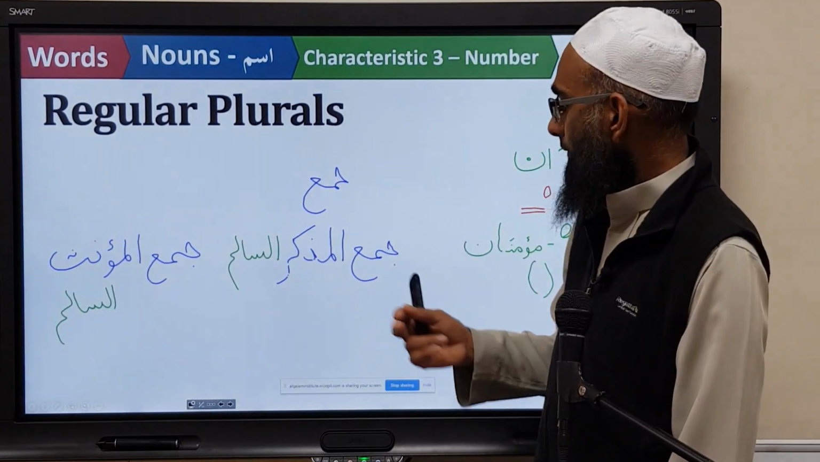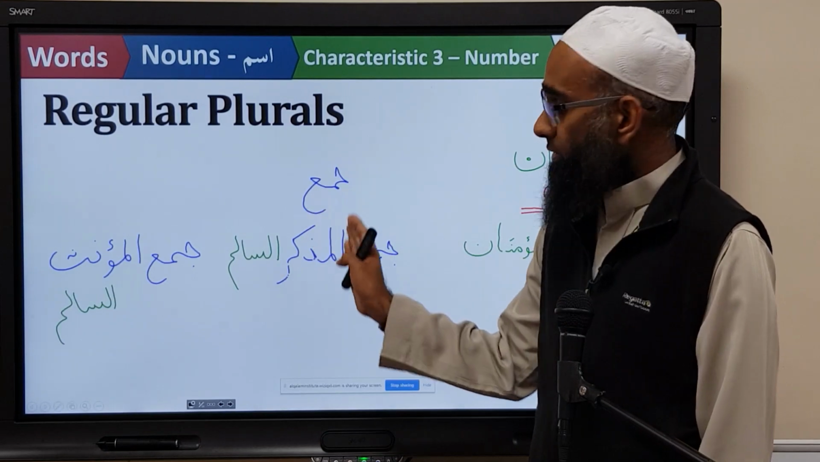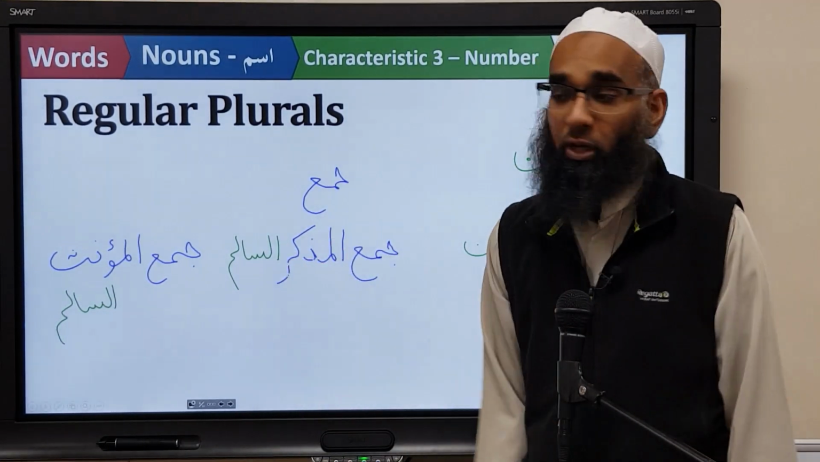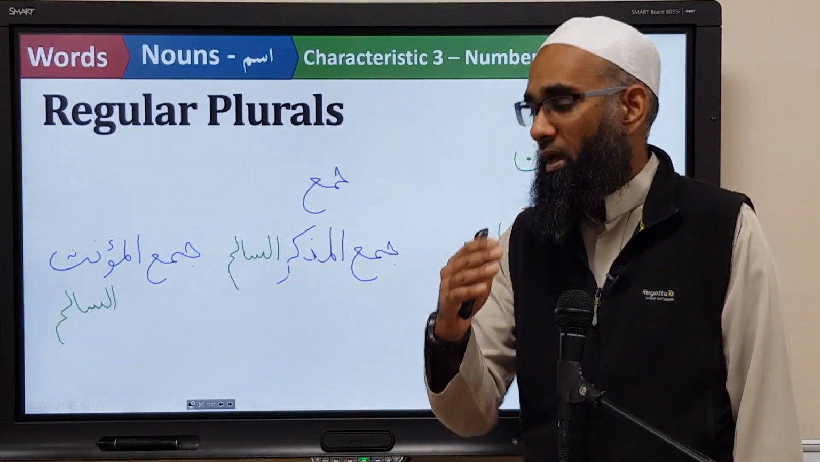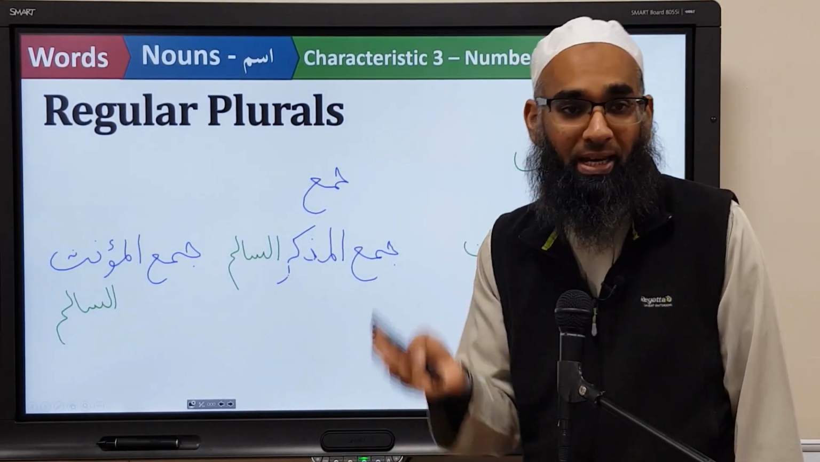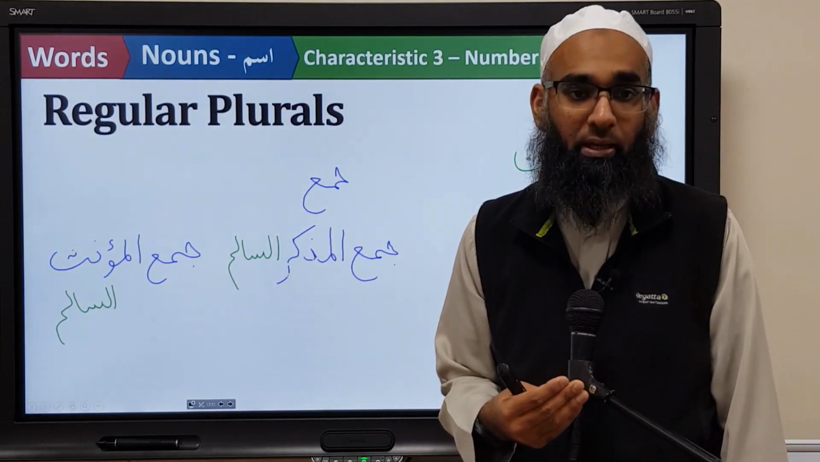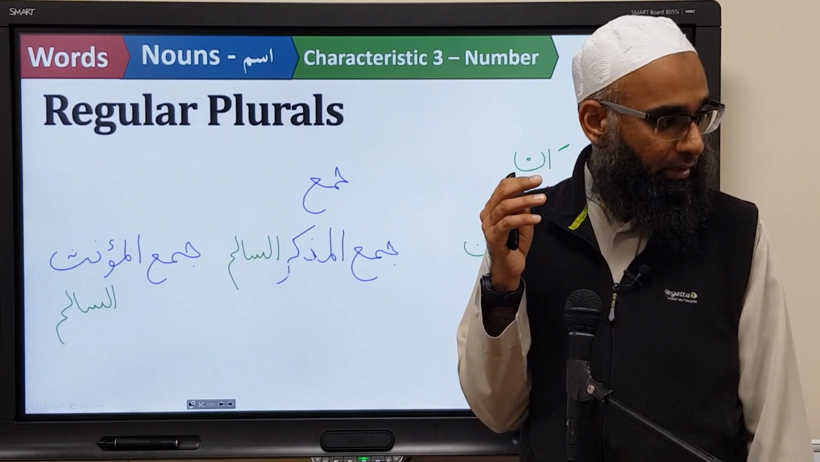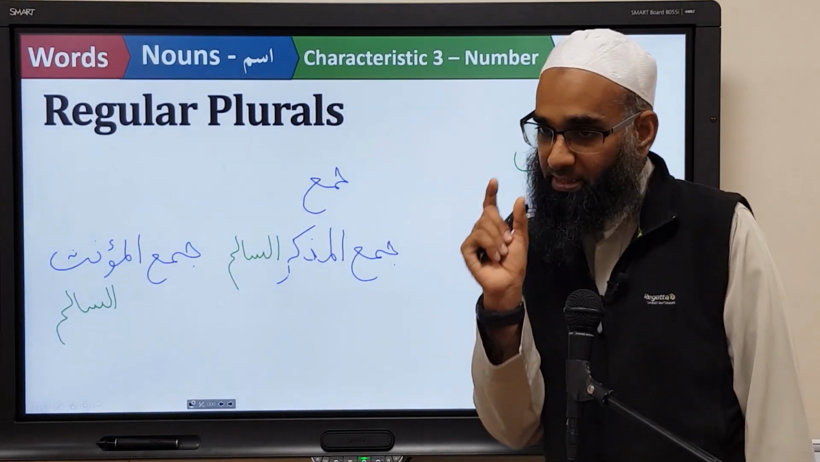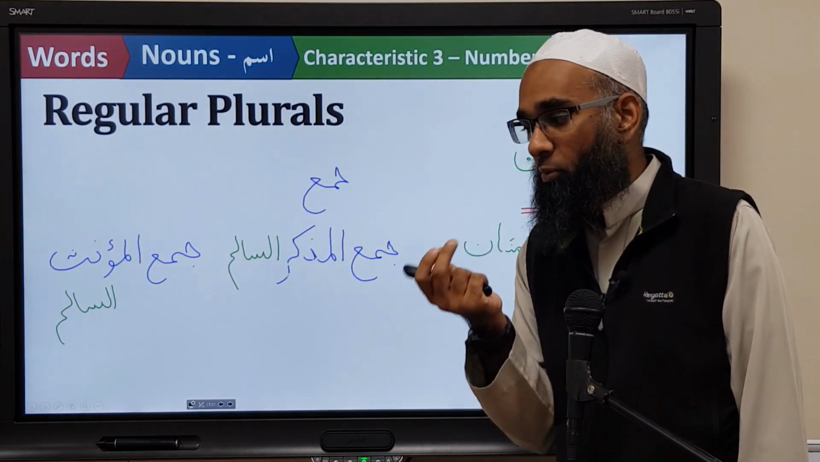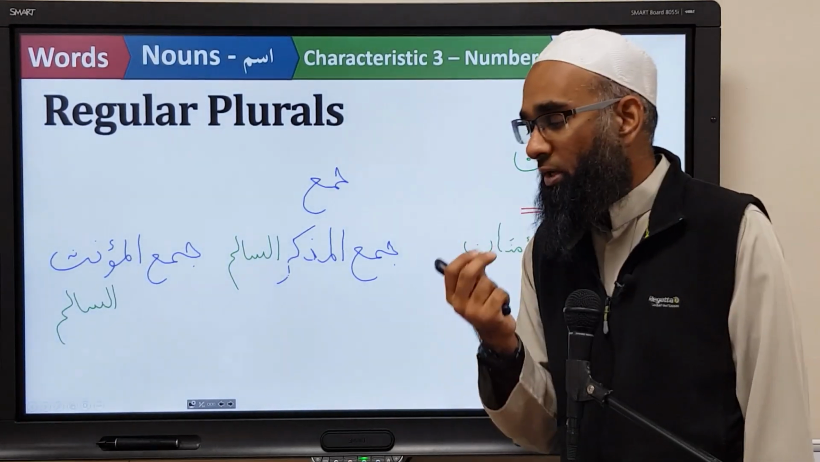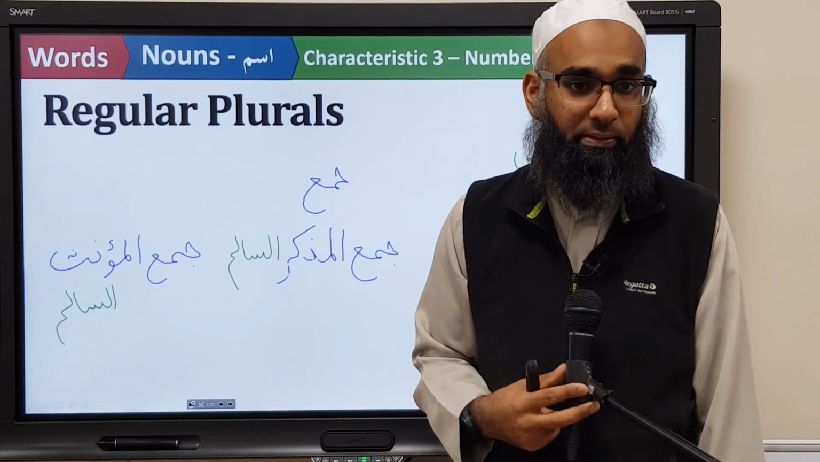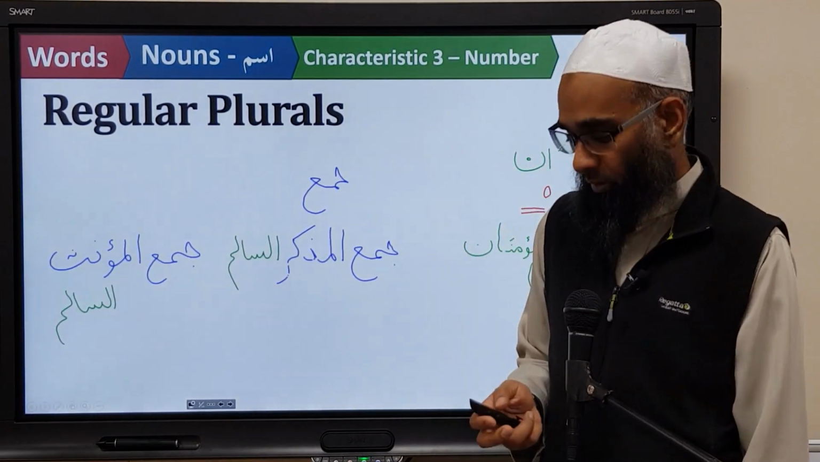Okay? So if it's mudhakkar, you call it jam'ul mudhakkar as-salim. If it's mu'annath, you call it what? Jam'ul mu'annath as-salim. Correct? Do you understand? So salim means sound. If it's for masculine, you call it jam'ul mudhakkar as-salim. If it's feminine, you call it jam'ul mu'annath as-salim. Make sense? Are you with me? Okay?